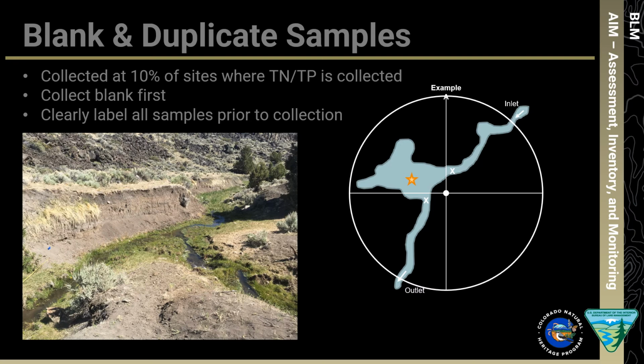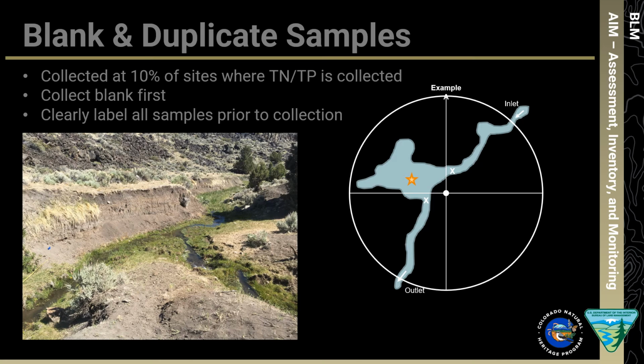Duplicate samples are water samples collected in the field by the exact same person following the exact same procedures as the original sample. Duplicate samples are used to inform the precision of sampling methods and laboratory analysis. If collecting blank and duplicate samples, be sure to collect the blank prior to collecting the original sample to avoid contamination. Additionally, all bottles should be clearly labeled prior to collection to avoid any confusion.